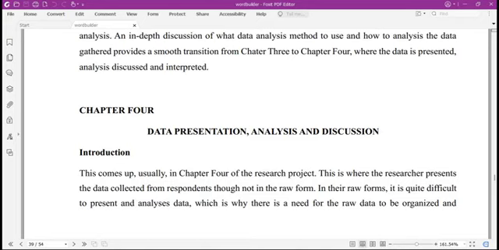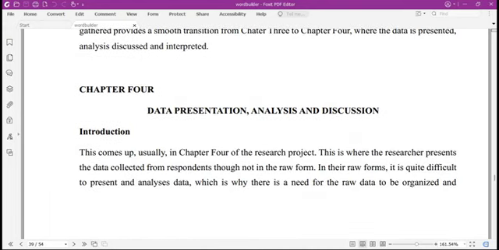You know, with your questionnaire, you get views from different people. You get from Mr. A, Mr. B, Mr. C. Just get everything together in the raw form. And then you will now compile and arrange them in order. So it is not done in the raw form. In the raw form, it is quite difficult to present and analyze data. When you're analyzing it, you don't have to do it in that raw form.